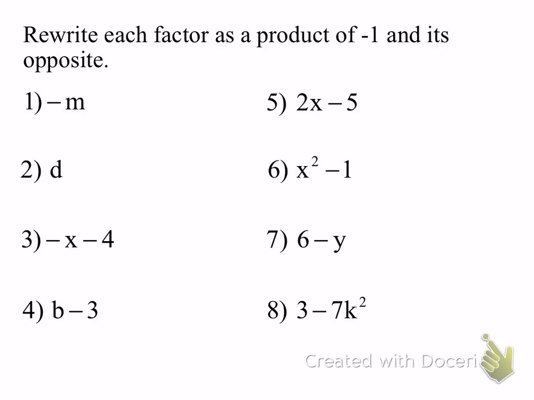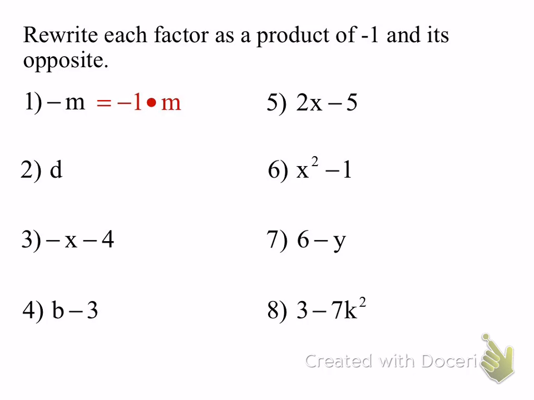Okay. Now, how do I rewrite this as a product of negative 1 and the opposite? What times negative 1 would equal negative m? What's the opposite of negative m? Yes. M. So what would it look like? It'd be negative 1 times negative m. Negative 1 times m. Times the opposite, right. Negative 1 times the opposite of this equals this.